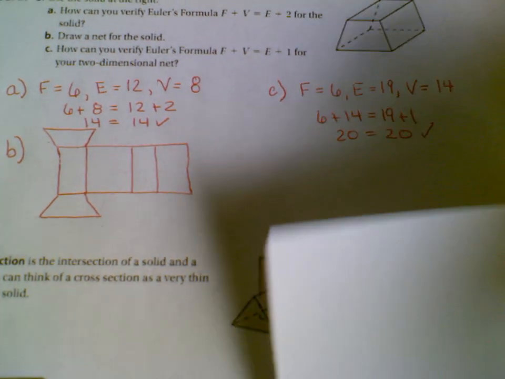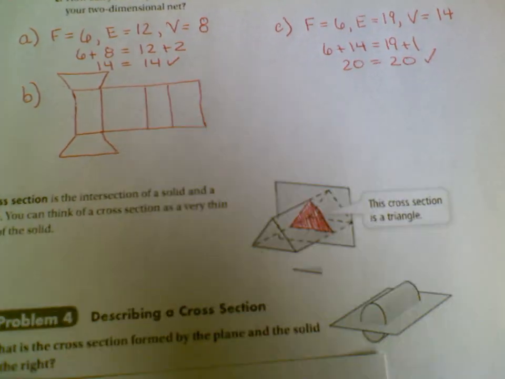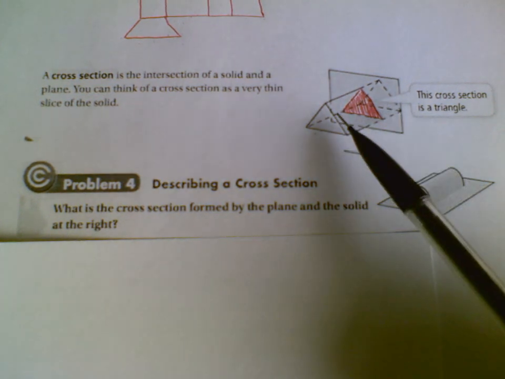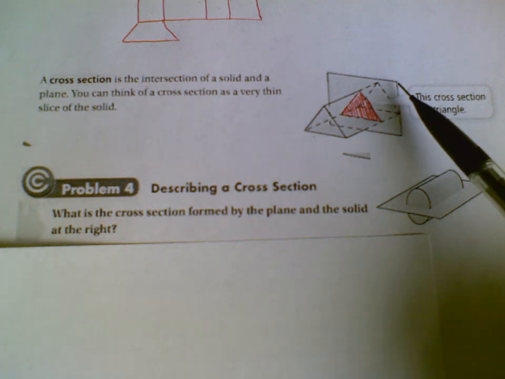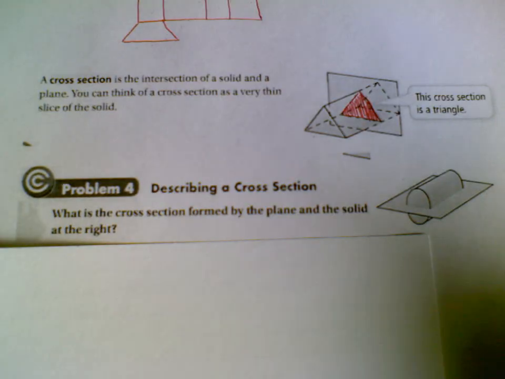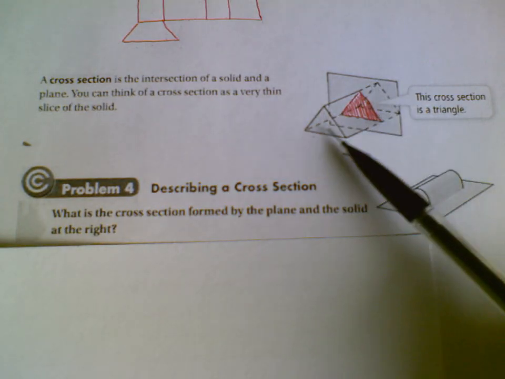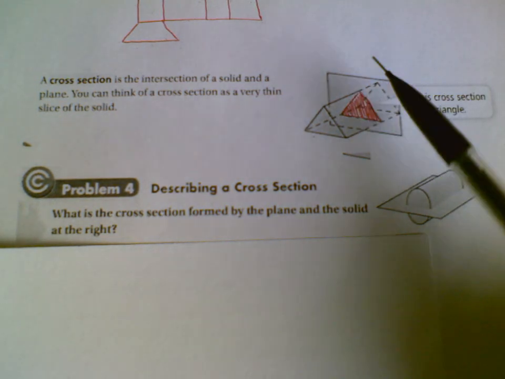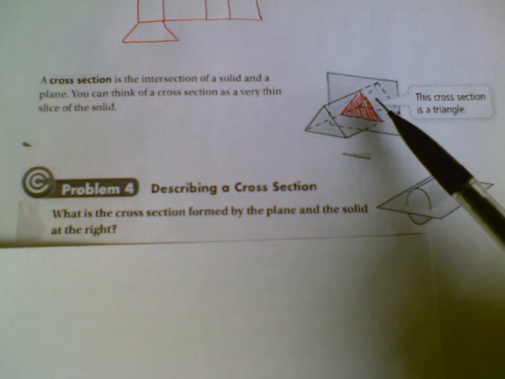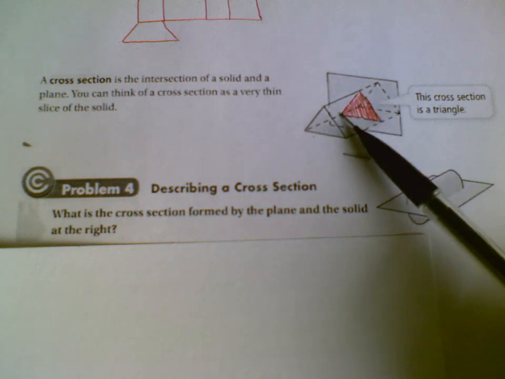The very last piece is doing a cross section. And the cross section is the intersection of a solid and a plane. So you can think of a cross section as a very thin slice of the solid. So I was trying to show you in this picture. Here's a triangular prism. If I were to take a piece of paper and try to cut through that triangular prism, the cross section would be right here where the piece of paper and the prism would intersect. So that shape would be a triangle.